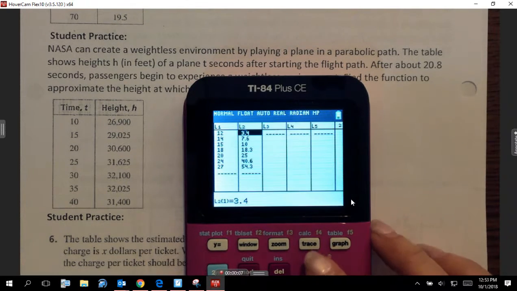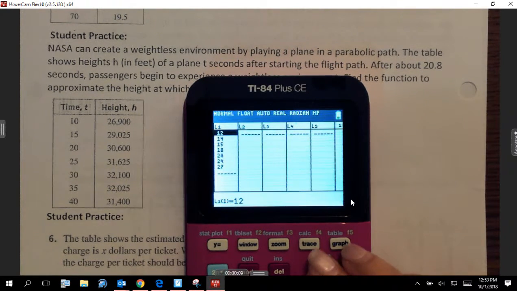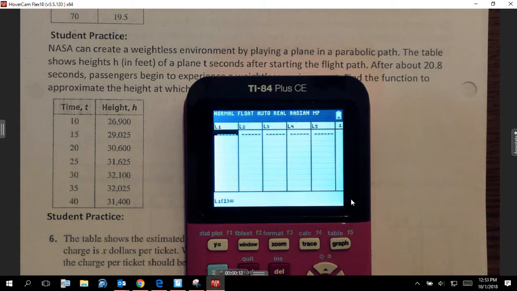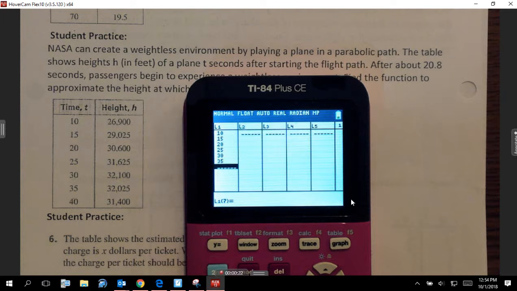and edit. Go up and clear your list. We're going to type in the new X's and Y's. We are doing the one that says NASA. It's student practice. It doesn't have a number.